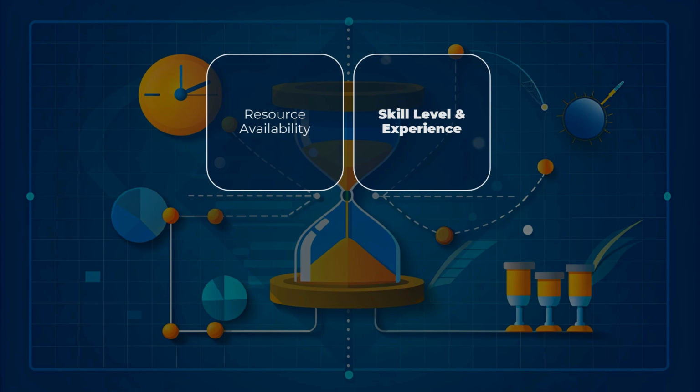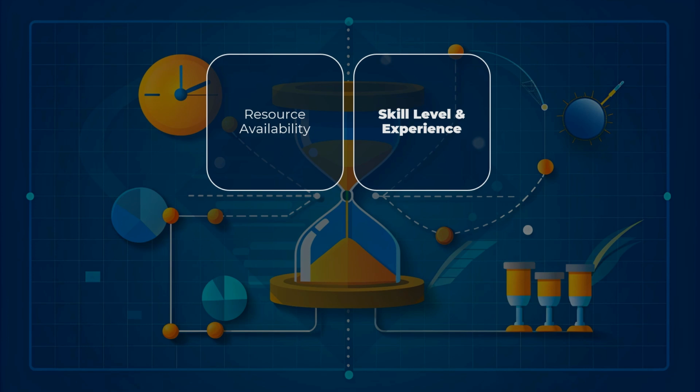The second factor is the skill levels and experience of the project team. The expertise and proficiency of team members performing the project tasks. Impact: higher skill levels and extensive experience can lead to faster and more efficient task completion, while lower skills and inexperience can result in longer durations due to learning curves and potential rework.